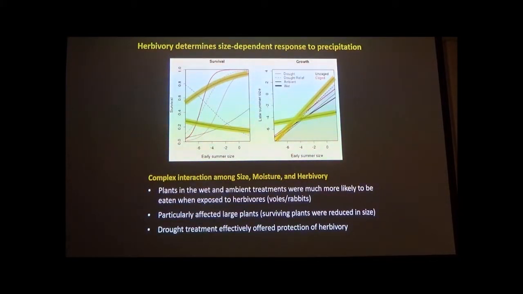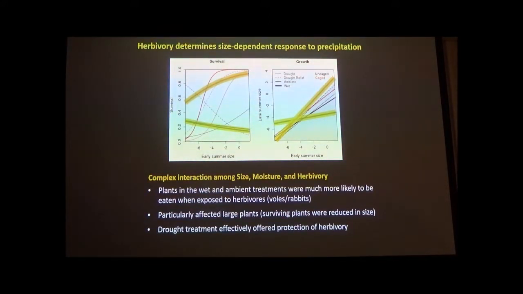The ambient plots and the wet plots, when they're protected from herbivores, are behaving like we would expect with the fluctuating resource hypothesis. They're doing quite well. The big plants are growing really big. However, it completely flips around in the presence of herbivores.